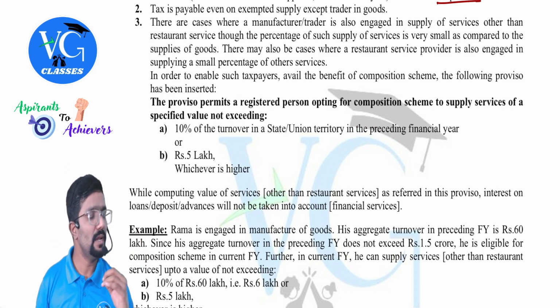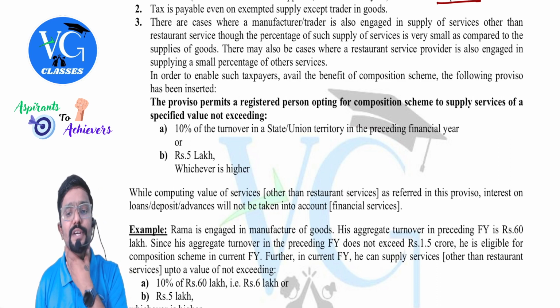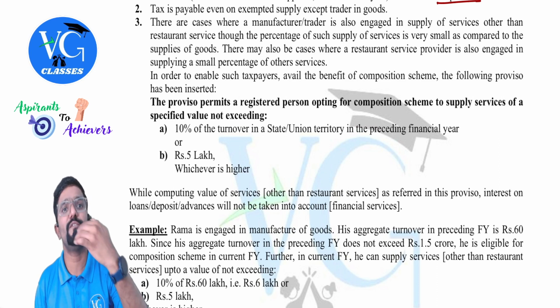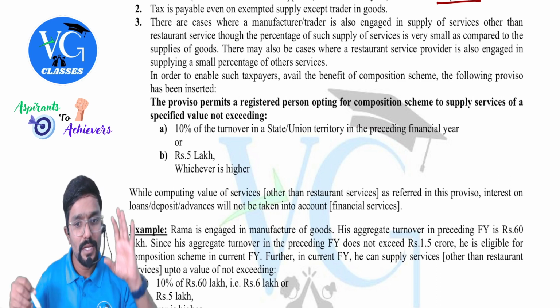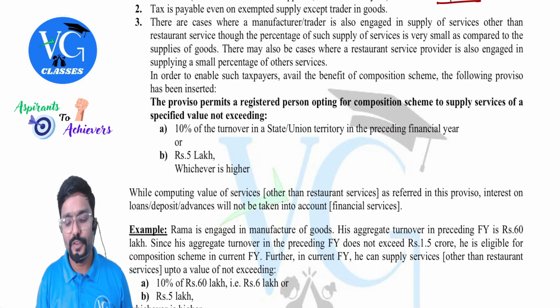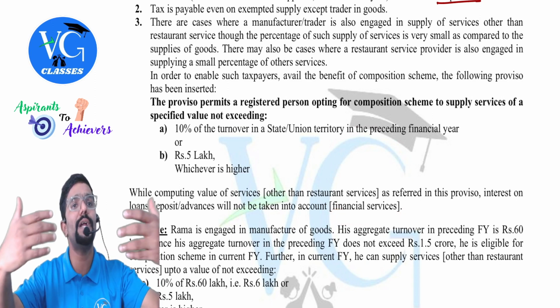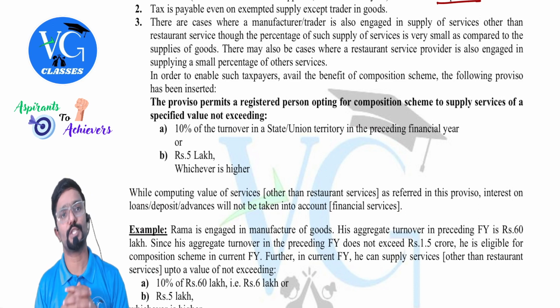While computing the value of services other than restaurant service, as referred in this proviso, interest on loan, deposit, advance will not be taken into account. In short, I call it as financial service. Guys, simple. They're telling the services will not include financial service. What is that financial service, sir? I am giving loan and advance for you. In return, I am charging you interest or discount.